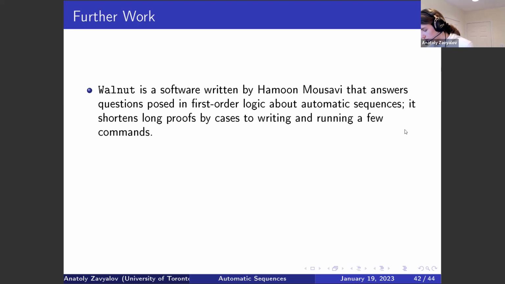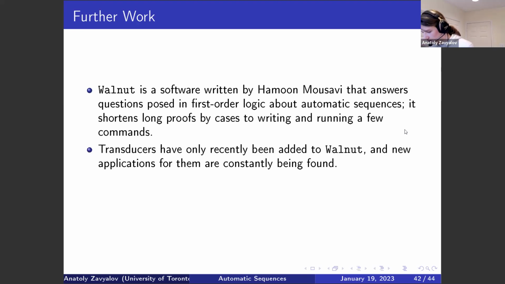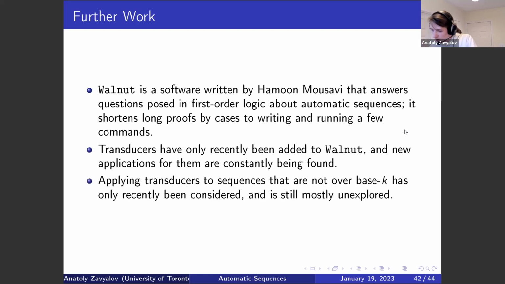to just a few simple commands, letting the computer do all the hard work. Last summer, I worked on implementing transducers into Walnut, and they've only recently been added, and there's a ton of applications being found for them constantly. We're finding a lot of new, really cool applications. And because I only recently proved it, applying transducers to sequences that aren't base k, like Fibonacci, has only recently been considered and is mostly still unexplored, especially doing it this computational way.